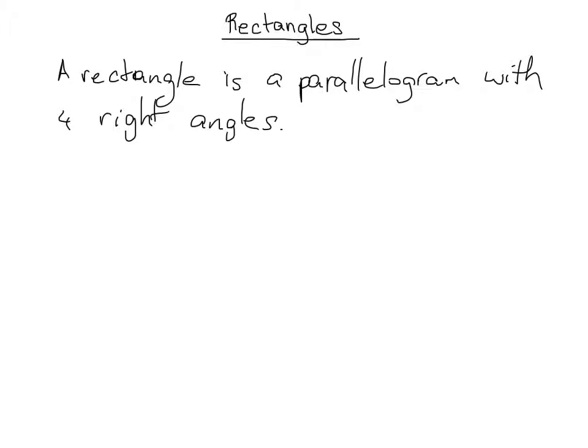So some of the properties of a rectangle that we should know. All 4 angles are right angles. We just spoke about that. And this is every single time. All 4 angles are always right.